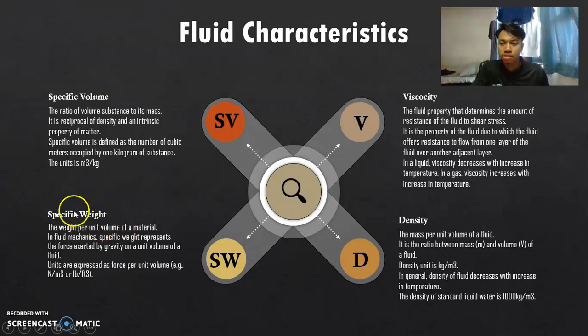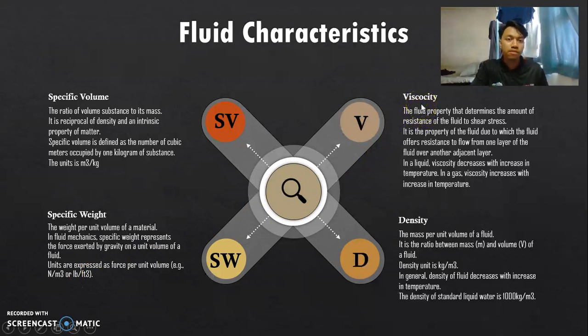The second one is specific weight, the weight per unit volume of a material. In fluid mechanics, specific weight represents the force exerted by gravity on a unit volume of a fluid. Units are expressed as force per unit volume, such as Newton per meter cube or pound per feet cube.